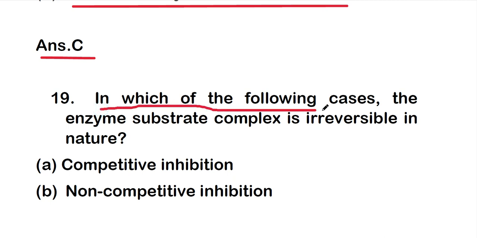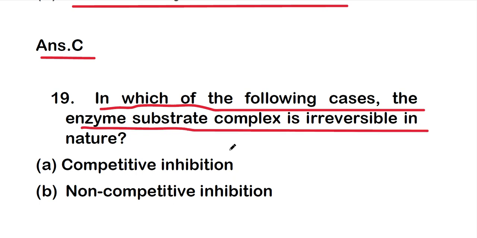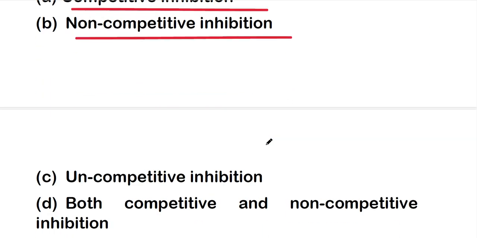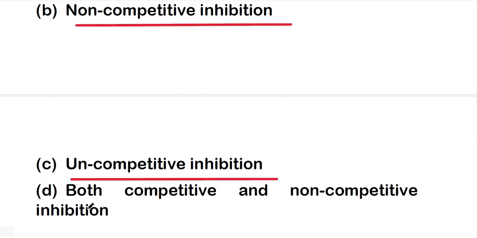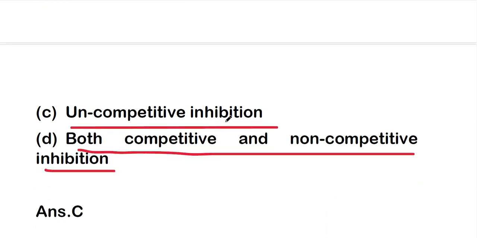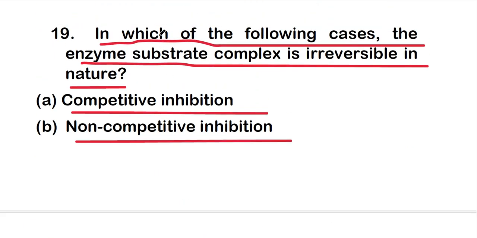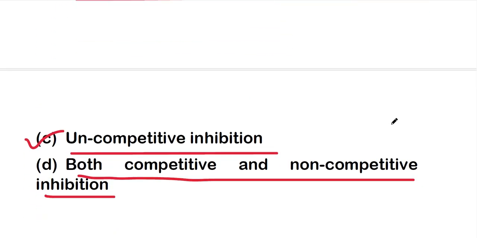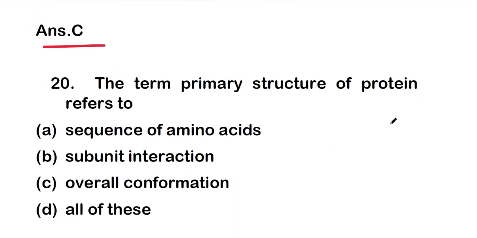In which of the following cases is the enzyme substrate complex irreversible in nature? The options are competitive inhibition, non-competitive inhibition, uncompetitive inhibition, or both competitive and non-competitive inhibition. And the right answer is option C, that is uncompetitive inhibition. So in uncompetitive inhibition, the enzyme substrate complex is irreversible in nature. Okay, so let's move on to the last question of this video, that is question number 20.